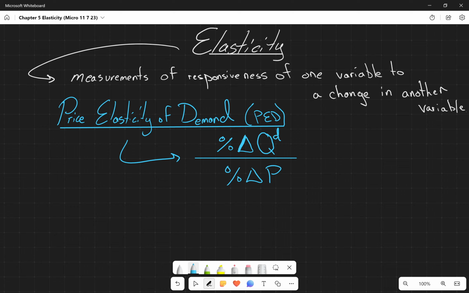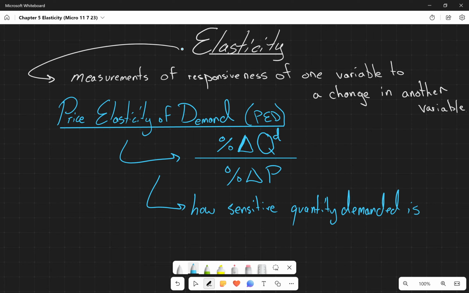And the price elasticity of demand is a measurement of responsiveness, telling us how sensitive the quantity demanded is with regards to price changes. So it's a measurement of responsiveness of the quantity demanded to a change in the price.